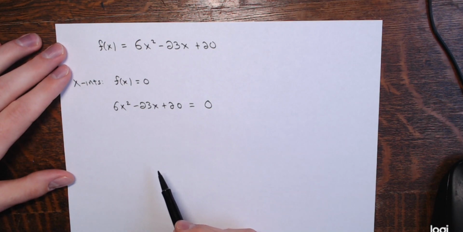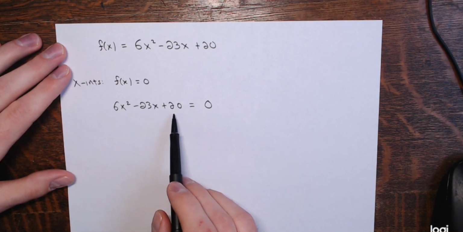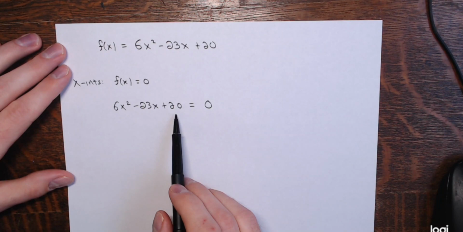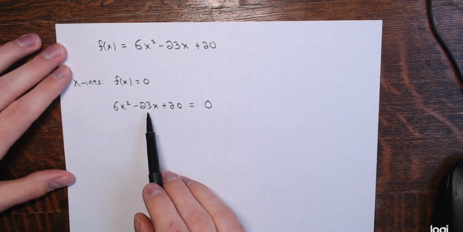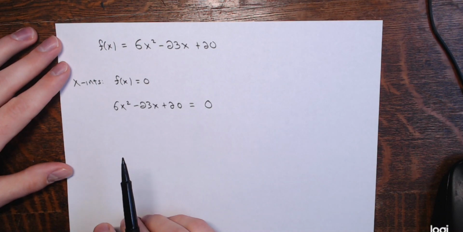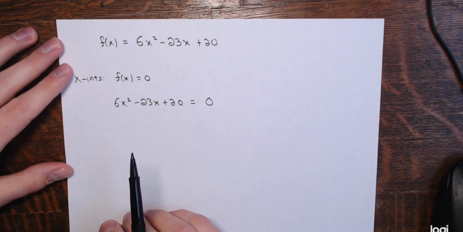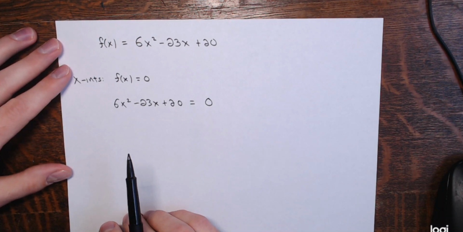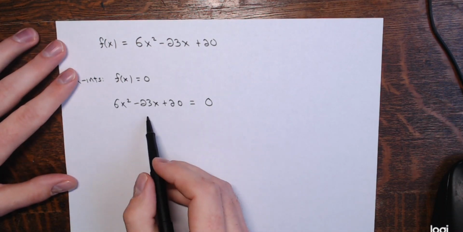You can try factoring. I mean, 6 times 20 is 120. I'm trying to think of factors of 120 that would add up to negative 23. We got 12 and 10. That makes 22. 20 and 6. Yeah, so if you want to play around with that, fine. But I'm just going to jump to the quadratic formula.